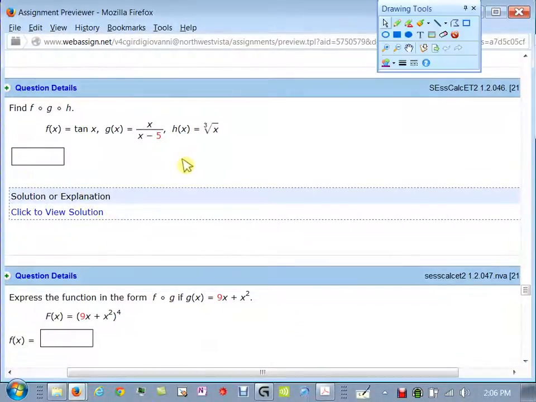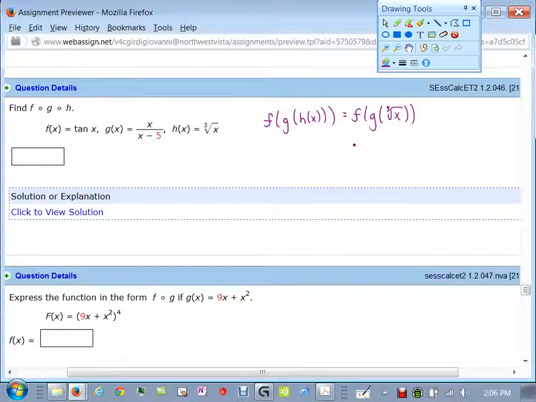Okay, for this one, let's try and figure out what f of g of h is. So I'm going to go f, and inside of that, I'm going to go g, and inside of that, I'm going to go h of x. All right, so this is f, inside of that is g, and inside of that is h. H is cube root of x.